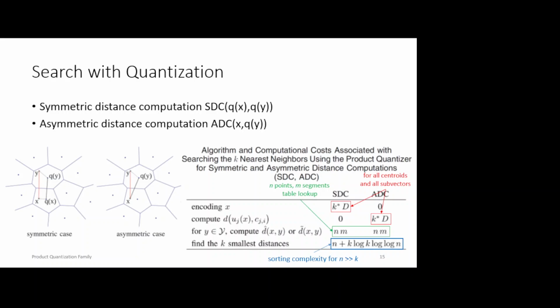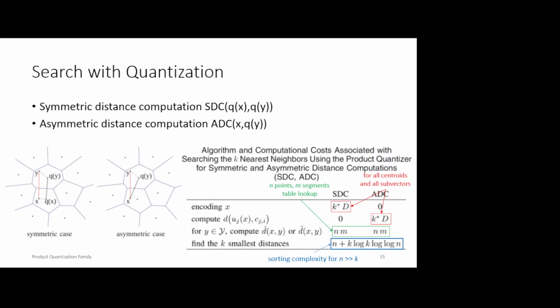K star by D. Because you have K star centroids, and the dimension is D. So the total computation time is K star by D. But for ADC, you don't need to encode, right? For the asymmetric case, x keeps its original vector. So you don't need to do encoding. You don't need to do computation. So here it is 0.